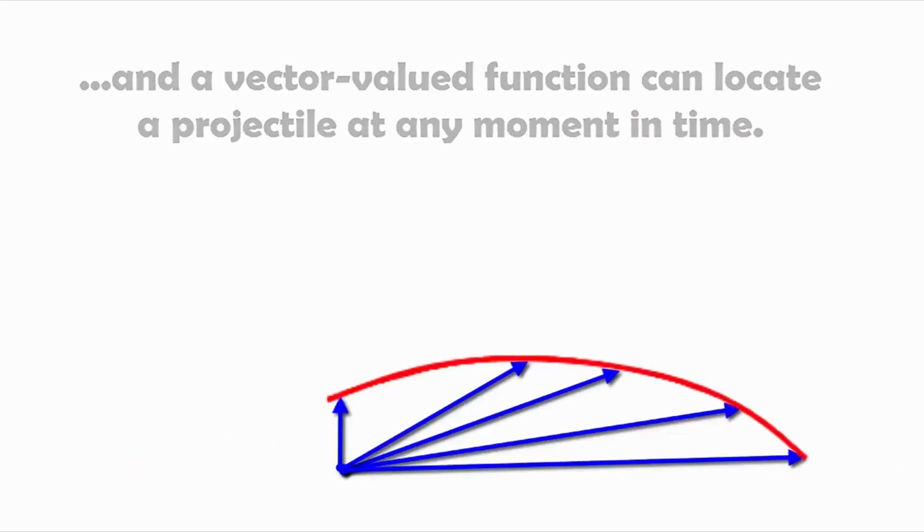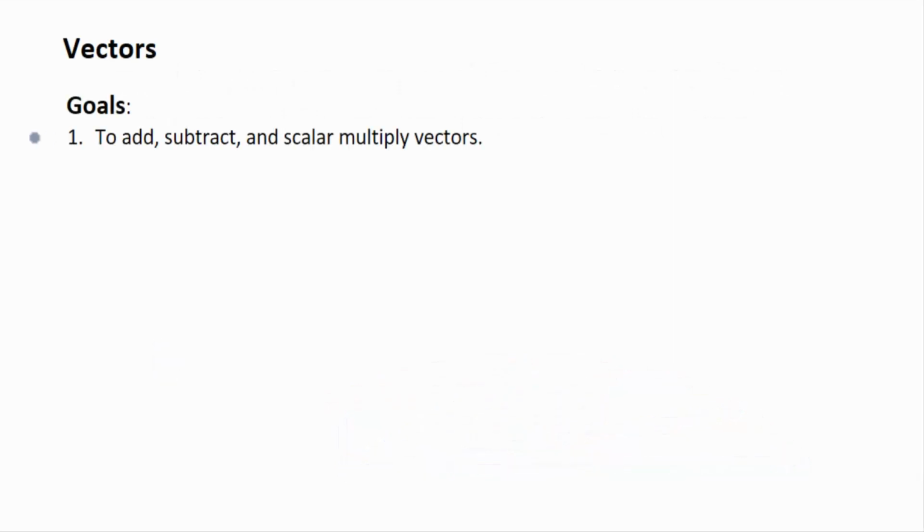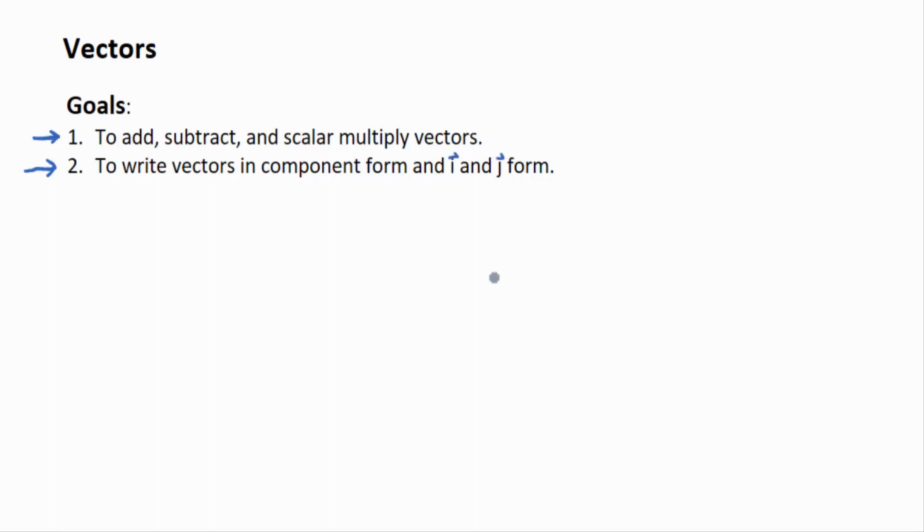Okay, you guys, in this section we're talking about vectors, the goals. Number one, we want to add, subtract, and what we call scalar multiply vectors. Number two, we want to write vectors in component form and ij form. Usually I use a little arrow notation over the i and j. And goal number three is to solve applications.